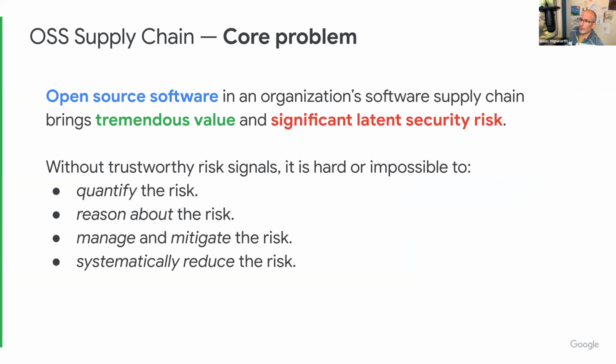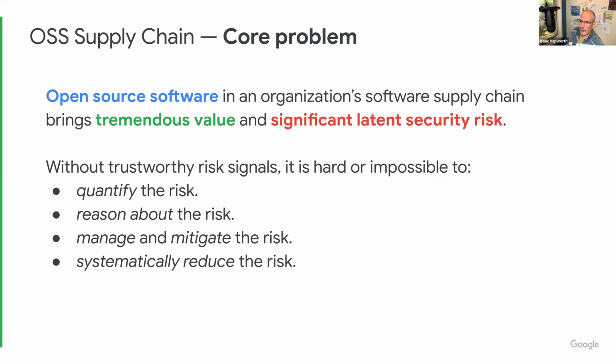That particularly for open source software, yes, it brings tremendous value. That's why it's in 97% of commercial software. Folks get tremendous value from relying and depending on open source software, but it brings significant latent security risk. And I think one of the keywords to highlight there is latent, in that people are aware that it brings security risk, but it's mostly hidden and unquantifiable. It's very difficult to reason about. And so I think the core problem with OSS supply chain in the large is this one.